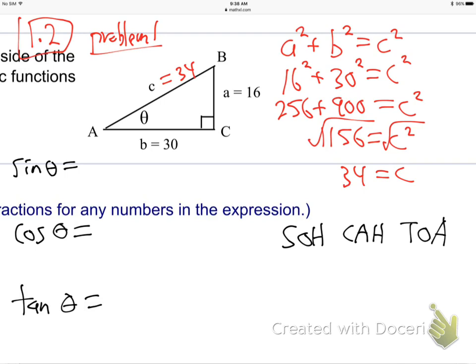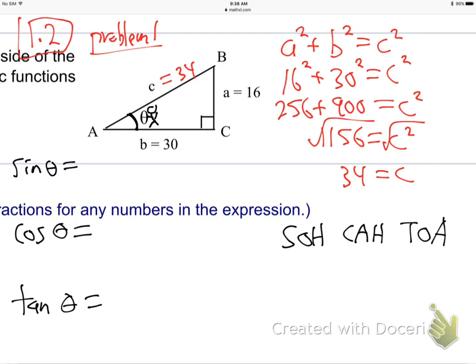Now, what do I mean by all that opposite, hypotenuse? Well, you have to go to the triangle. Which angle are we dealing with? Theta. Where's theta? Right here. So it's from his perspective. They could have given us an angle up there, and that would have changed our perspective. So you have to put yourself right here. I'm right there.